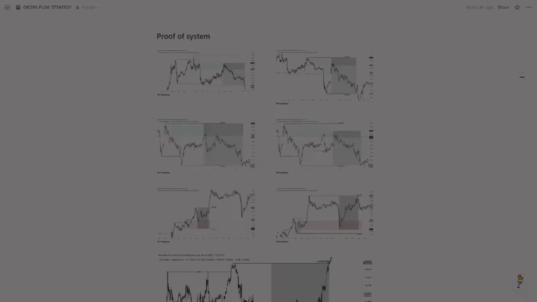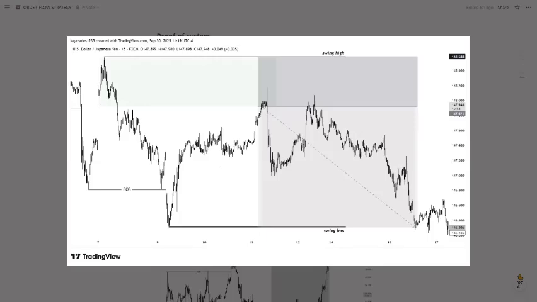We're going to analyze this one by one. So this is a very interesting one. We had the break of structure. We know our trend is established. We are bearish. We have our range, and now we have this buy.